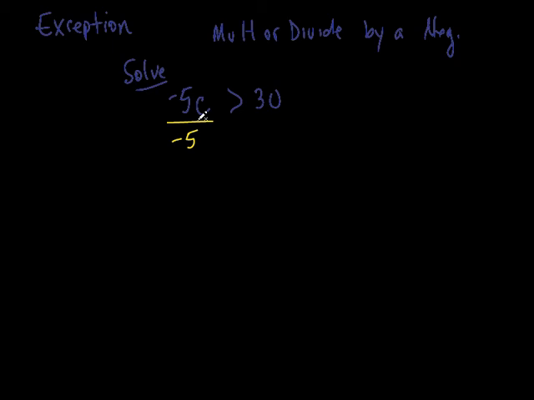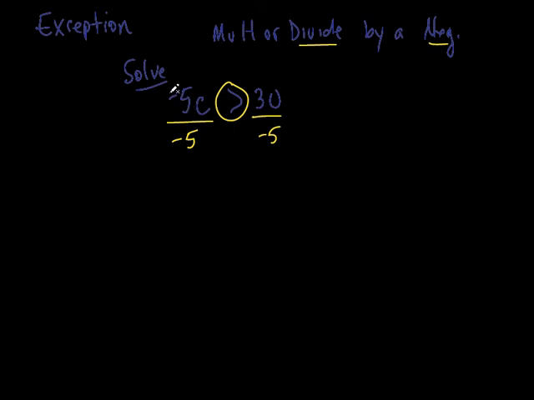What did we just do? We divided by what? A negative number. That's our exception. So we have to change something. If I divide both sides by a negative, I have to change something. So what do you think, a wild guess, we have to change? Well, there's really only one thing to change, and that would be this right here. So instead of greater than, we're going to make this a less than.